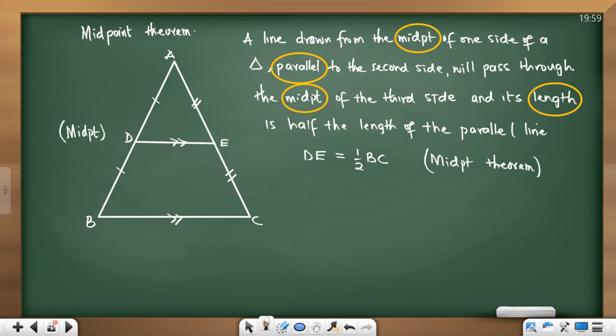So if I draw a line from the midpoint of one side and the line is parallel to the second side, it will definitely pass through the midpoint of the third line. And it will be half, all right? Its length is half the length of the parallel line. DE is going to be half of BC. That is midpoint theorem. Look at all the things. Midpoint, parallel, midpoint, length. So we've brought in a few concepts again, a few keywords. And yep, this will mark the end. This we need from grade 9. We need it again in grade 11, and then more we need it in grade 12, Euclidean geometry.